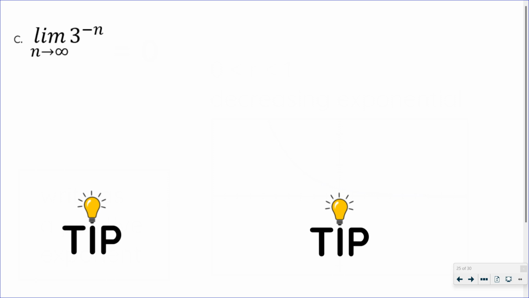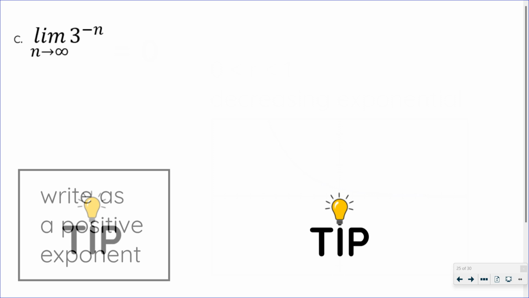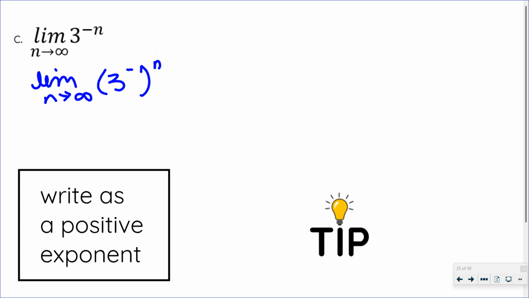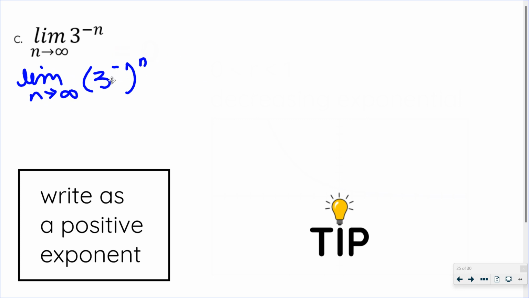Let's try another one with a little bit of a twist. This is the limit as n approaches infinity of 3 to the exponent of negative n. The first thing I want to do is keep it positive, so let's write it with a positive exponent. I'm going to rewrite this as the limit as n approaches infinity of 3 to the negative 1, all to the exponent of n. I'm just trying to get the negative out of my exponent.